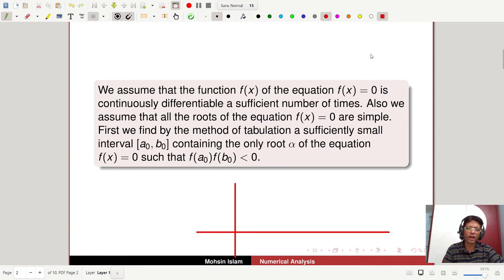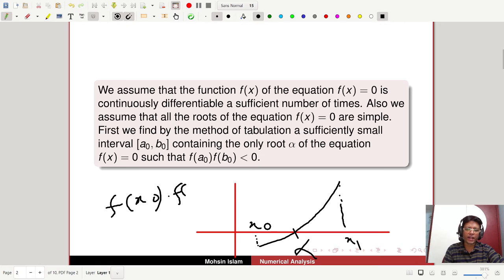That means if you draw the simple coordinate axis and this is the curve y = f(x), then this is, suppose, x0 and this may be, suppose, x1 and this is the root alpha, right? And look at that, f(x0) and f(x1) are of opposite sign. So f(x0) times f(x1) is less than 0, because f(x0) and f(x1) are of opposite sign. So this is the initial consideration. And this x0, x1 is a very small interval.